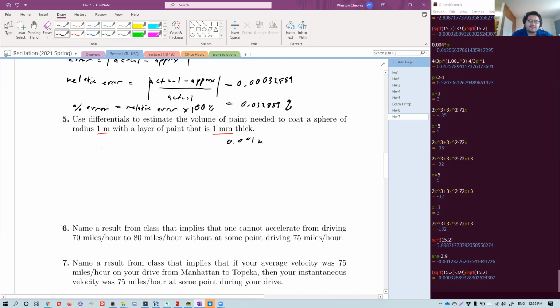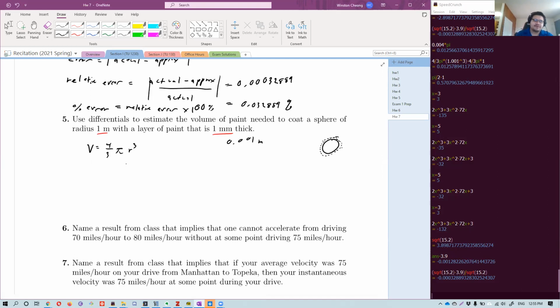The idea is that we have a sphere. Maybe I can just draw it as a little circle. When we put some paint on top, it's going to introduce an extra layer. It's going to increase our radius by this 0.001, and so 0.001 is our dr. If we are thinking of the volume of the sphere, let's see, 4/3 pi r cubed, that's the formula. We go from r to r plus this dr, and volume is going to go from V to V plus some dV.